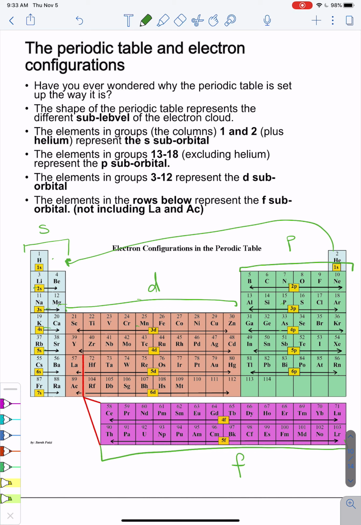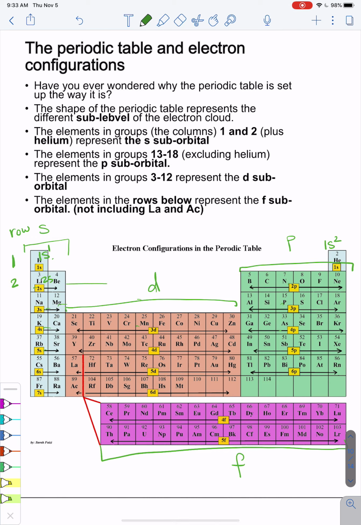But you just read it like you're reading a piece of paper. So the number in front of the S is whatever row number you're on. So this is the first row, so this is 1S, okay? So you read it like hydrogen is 1S1 and helium is 1S2. Okay, that's what their electron configuration would end in. Again, this is the second row, so this is the second S, 2S.